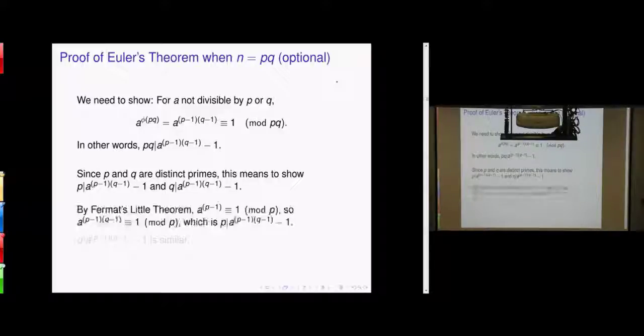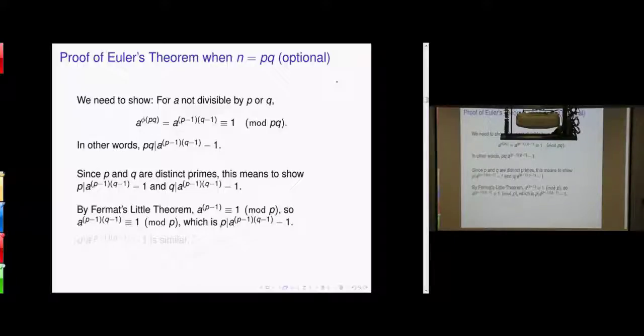Now, let's apply Fermat's little theorem. a has no common factor with p and q, so a and p are coprime. So we can apply Fermat's little theorem to p, and we get a to the power p minus 1 is congruent to 1 modulo p. Now if you have a to some power congruent to 1, that is very nice, we can raise more powers. It's still congruent to 1.